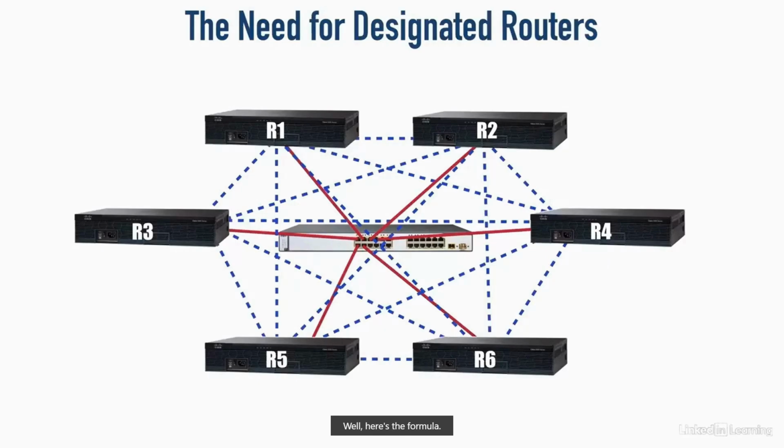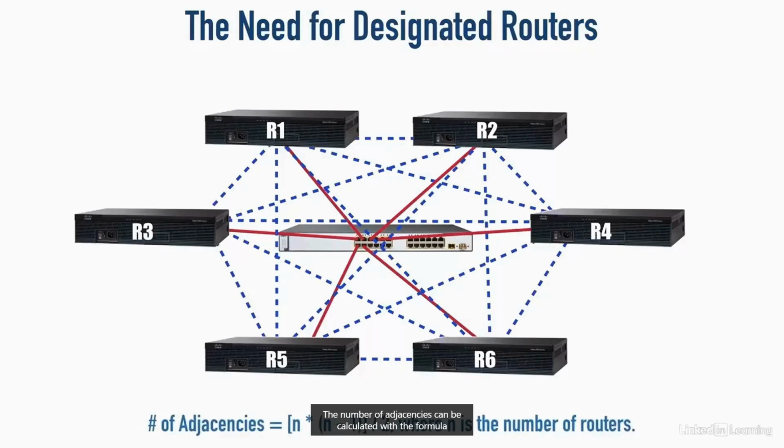Well, here's the formula. The number of adjacencies can be calculated with the formula of n times n minus 1. We take that quantity and we divide by 2. And in this case, n is the number of routers. So if we had 6 routers, n, 6, times n minus 1, 6 minus 1 is 5, so 6 times 5 is 30, divided by 2 is 15. It would take 15 adjacencies for everybody to be adjacent to everybody else. And that doesn't scale well at all. Consider 10 routers. If we had 10 routers, that would be 10 times 9 divided by 2. That would be 45. That would be 45 adjacencies.